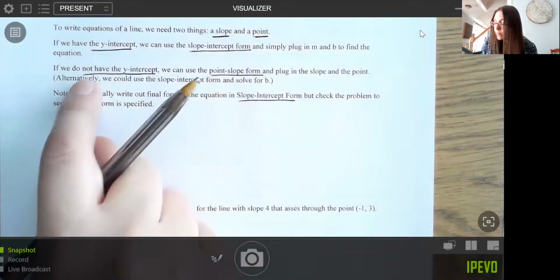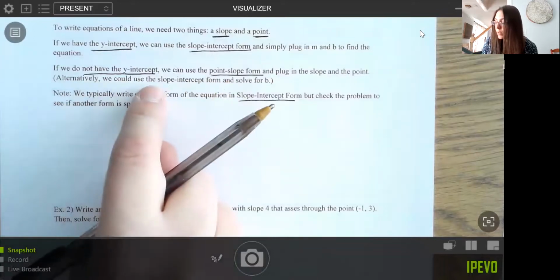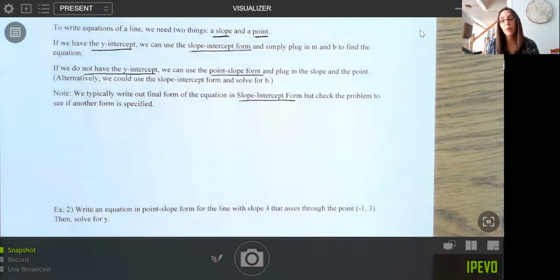Now, I will note there are other ways to write equations. I know some students may have already learned to use the slope-intercept form and solve for b when you don't have the y-intercept. So if you have another technique that you already know to find equations, you're more than welcome to use that.